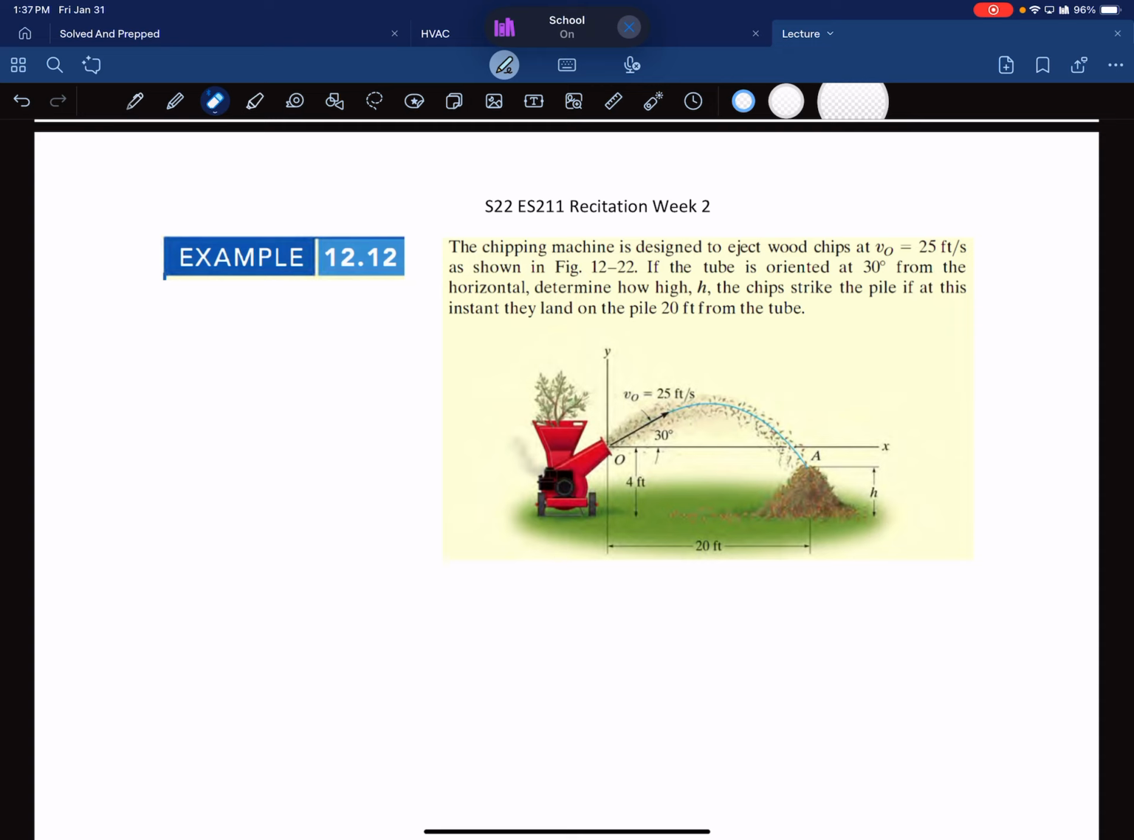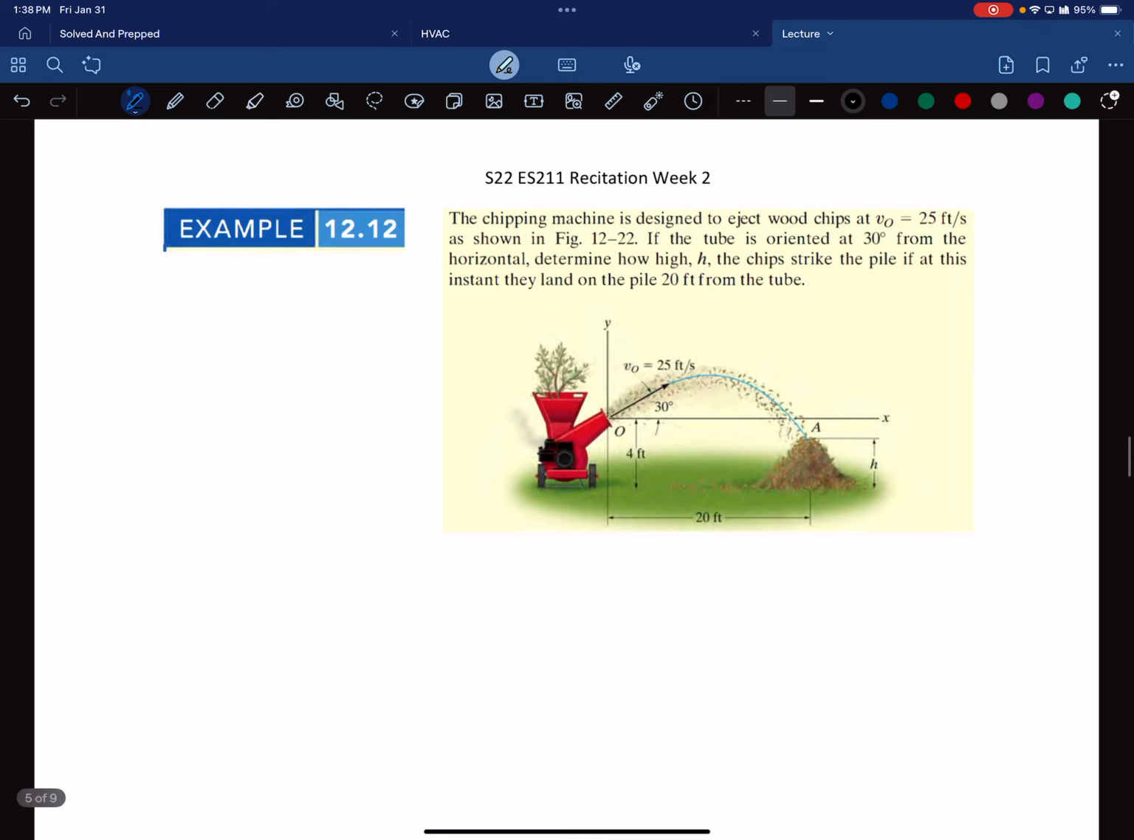All right, so we're told that the velocity at the starting point at the origin is 25 feet per second. The exit is oriented at 30 degrees from the horizontal, and we want to know how high the wood chips are landing on this pile over here, if the pile is 20 feet from the tube. So, first, what I think is generally helpful is to find the x and y components of the velocity, just so we have them.